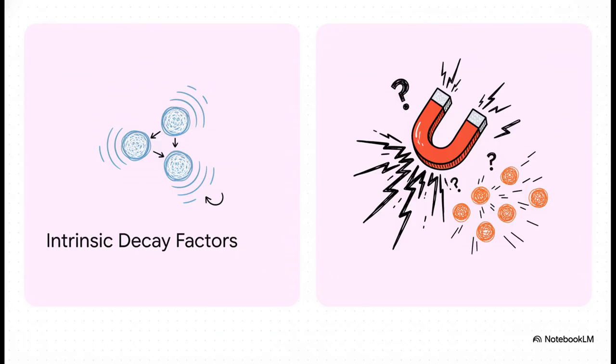True T2 decay is basically just those intrinsic spin-spin interactions. It's protons naturally falling out of phase simply because they happen to be near each other. It's just physics. It's unavoidable. But T2 star decay, that factors in the messy real world. It includes extrinsic factors, things like tiny microscopic imperfections in the MRI machine's magnetic field itself, plus random variations in the patient's own tissue, and those extrinsic factors speed up that dephasing process significantly.